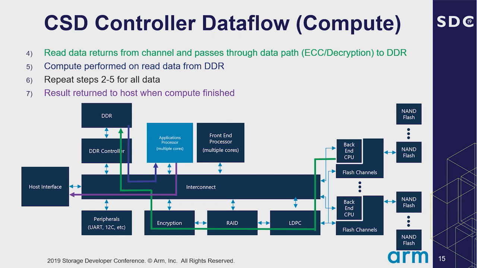The same read data then returns and goes through the data path and into the DDR of the controller. And from there, instead of being packaged in Fabric protocol, it's just pulled out as raw data by the applications processor and compute is performed on it. Now you repeat those steps 2 through 5 in my little list over and over again for that data, and we don't have to move all of that 16 or 32 terabytes over to the host. And when we're done, we finally return the result.